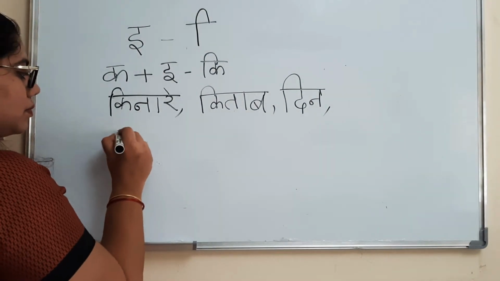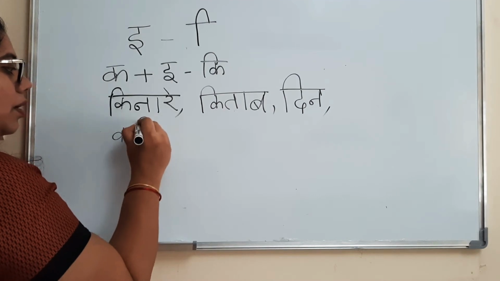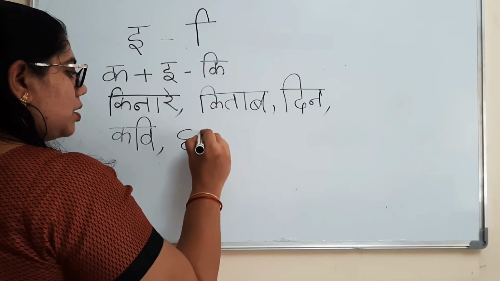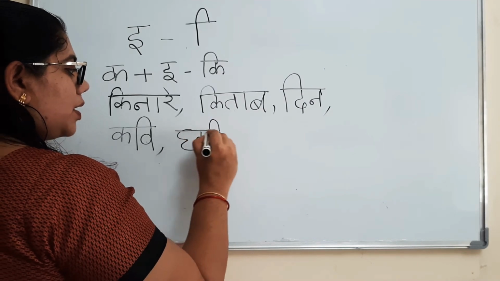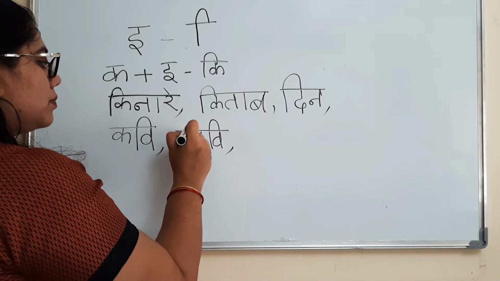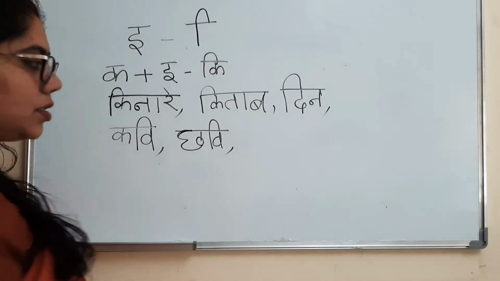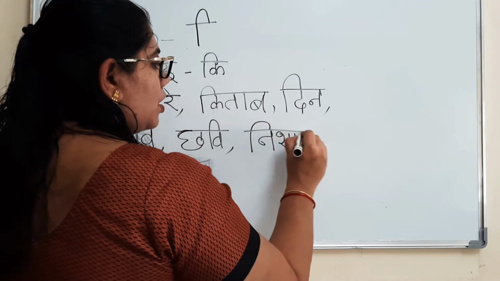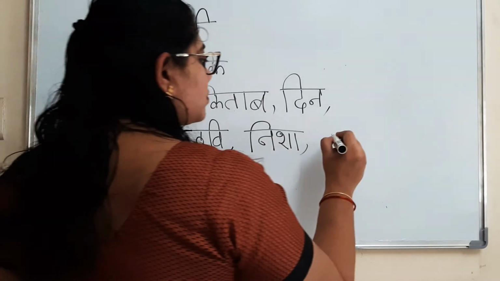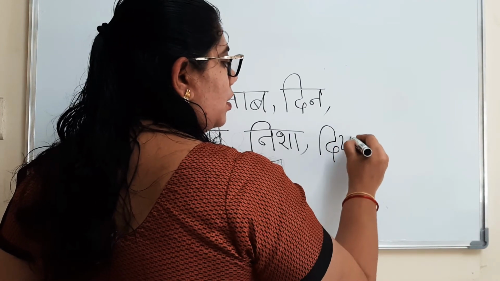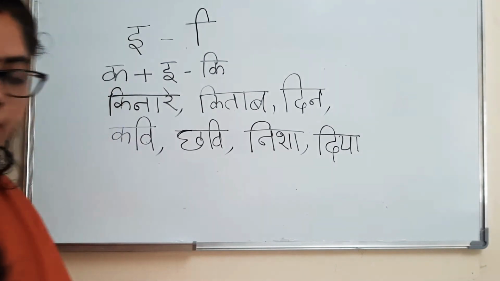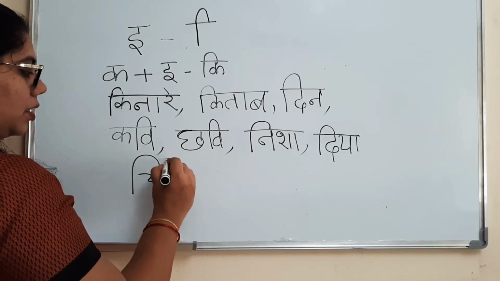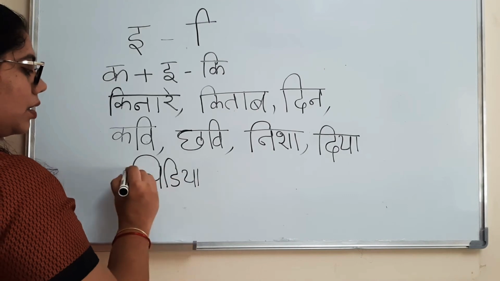Next, K, V, matra on the left side. So, kavi. Ch, V, matra on the left side. So, chhavi. Next, N, I, ni; sh, a, Nisha. Di, ya, Diya. Ch, I, chi; d, i, di; ya. Chidiya.